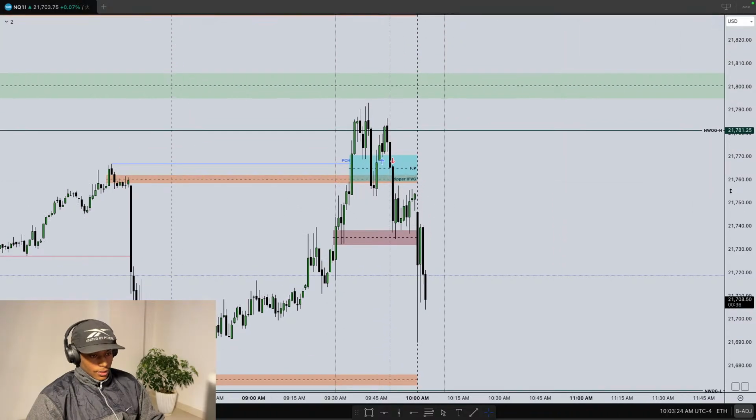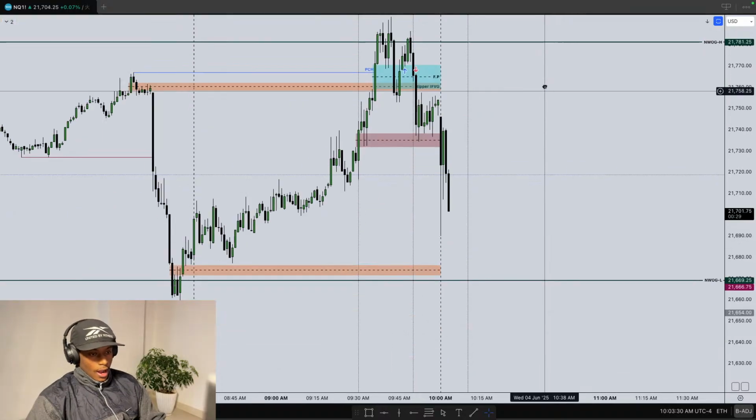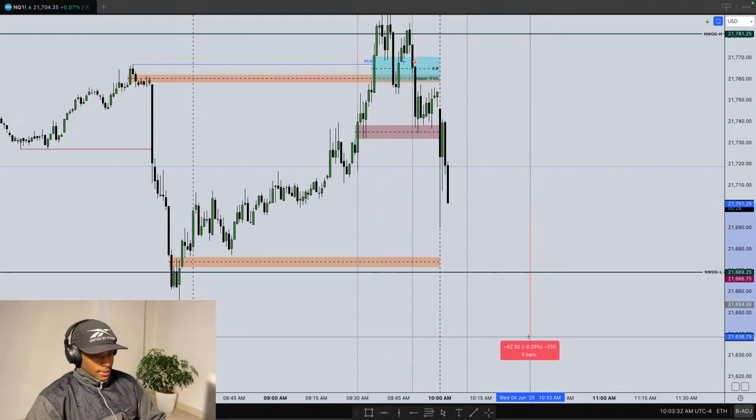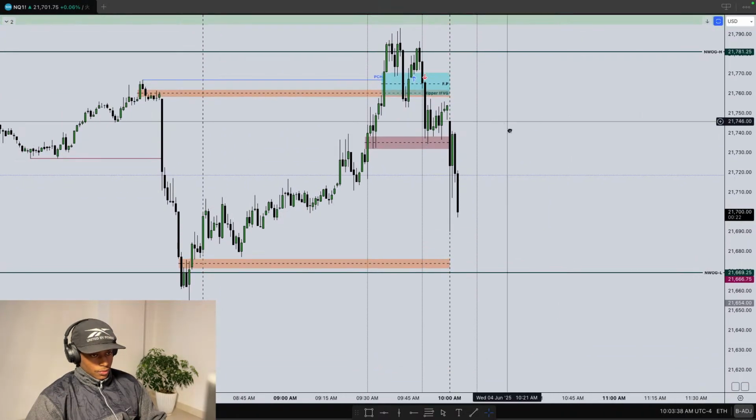I don't want to take anything here just yet. Even if this just goes 100 more handles lower, I'm okay with it. Why? Because it's not part of my model to take any trades in here. It's just not part of my model.